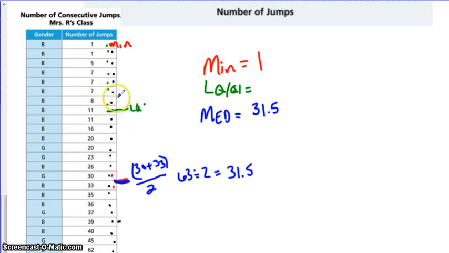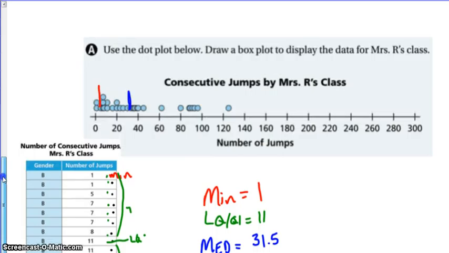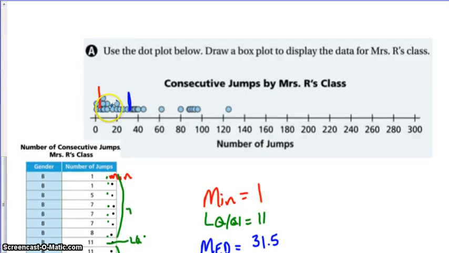I know this because there's going to be 7 on each side. 1, 2, 3, 4, 5, 6, 7 over here. So there's 7 values there. And then 1, 2, 3, 4, 5, 6, 7. There's 7 values there. So the lower quartile is 11. Let's go up there and put that on our box plot. So 11 would be about there.